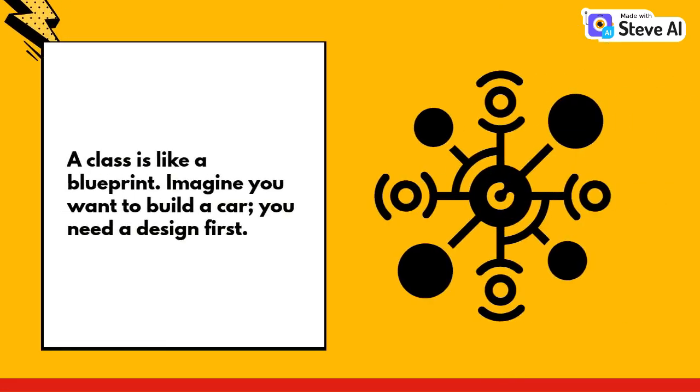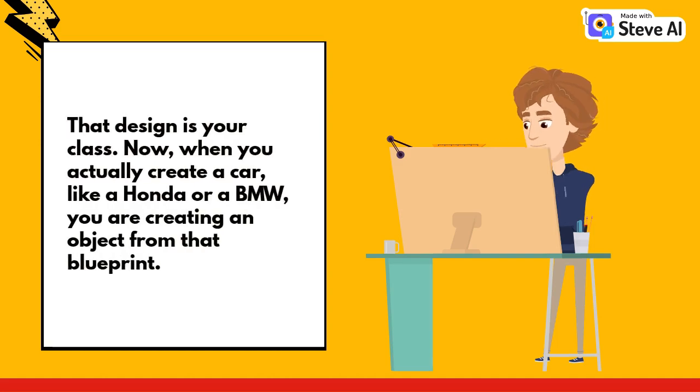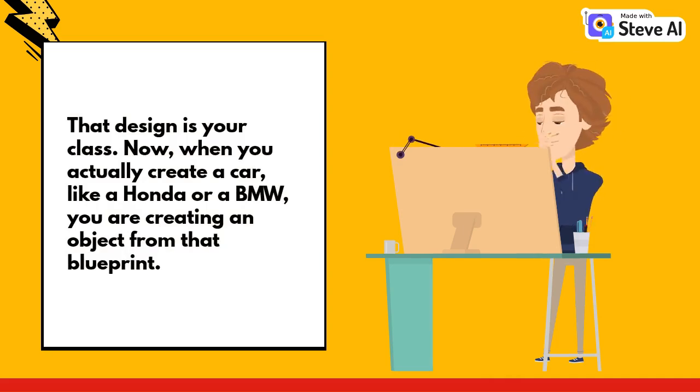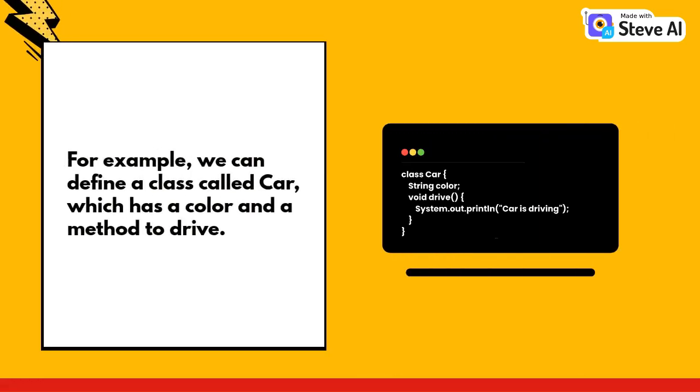A class is like a blueprint. Imagine you want to build a car, you need a design first. That design is your class. Now, when you actually create a car, like a Honda or a BMW, you are creating an object from that blueprint. For example, we can define a class called car, which has a color and a method to drive.